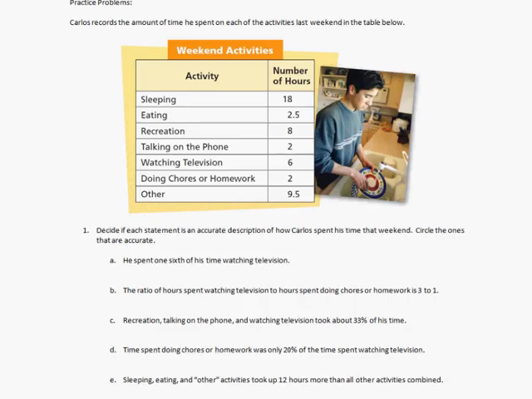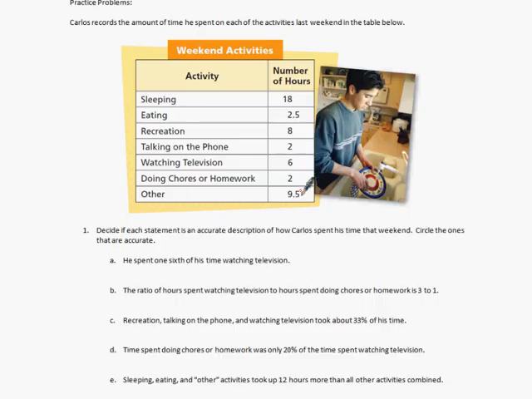Alright, let's see. Practice problems. Carlos records the amount of time he spent on each of the activities last weekend in the table below. So he made this nice table talking about his activities and number of hours spent. Here's a nice picture of Carlos doing the dishes. Should look like what you're doing the dishes to at home, hopefully. So his activities, we have sleeping, eating, recreation, probably like playing video games or sports, talking on the phone, watching television, doing chores or other homework, and other. Then we have 18, 2.5, 8, 2, 6, 2, 9.5.